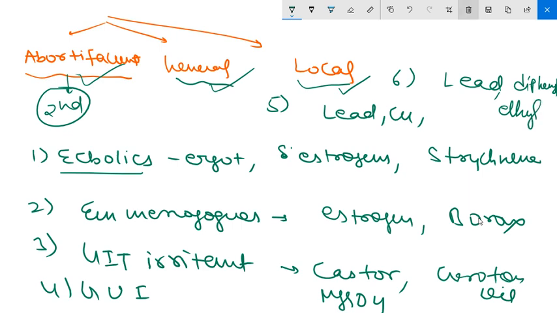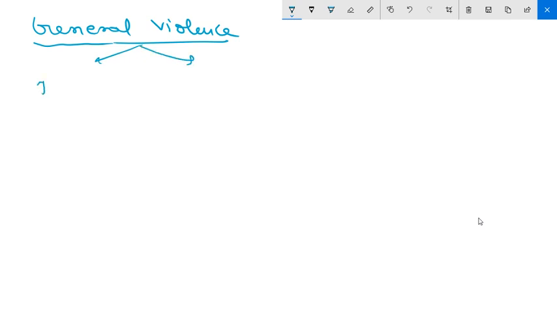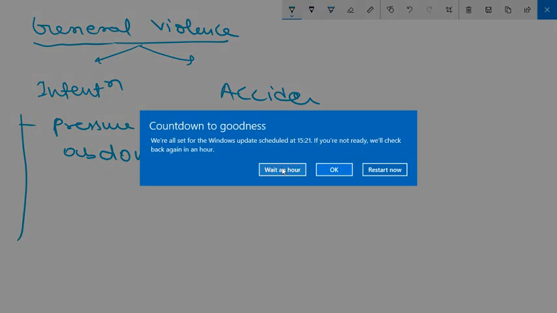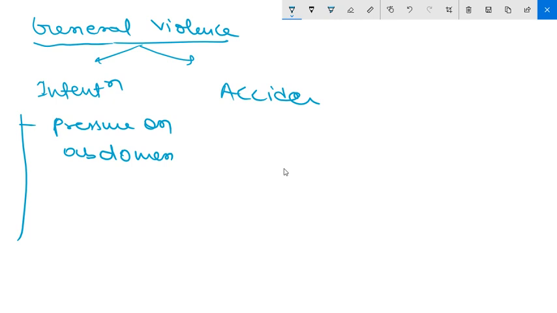Clear? Now coming to the second group, that is general violence. Okay, general violence. So this general violence is again divided into 2 groups, that is intentional or accidental. Okay, intentional includes several causes. I will discuss some of them. That is severe pressure. Okay, severe pressure applied on the woman's abdomen by kneeling or blows or tight bandage or massage of the uterus through the abdominal wall.